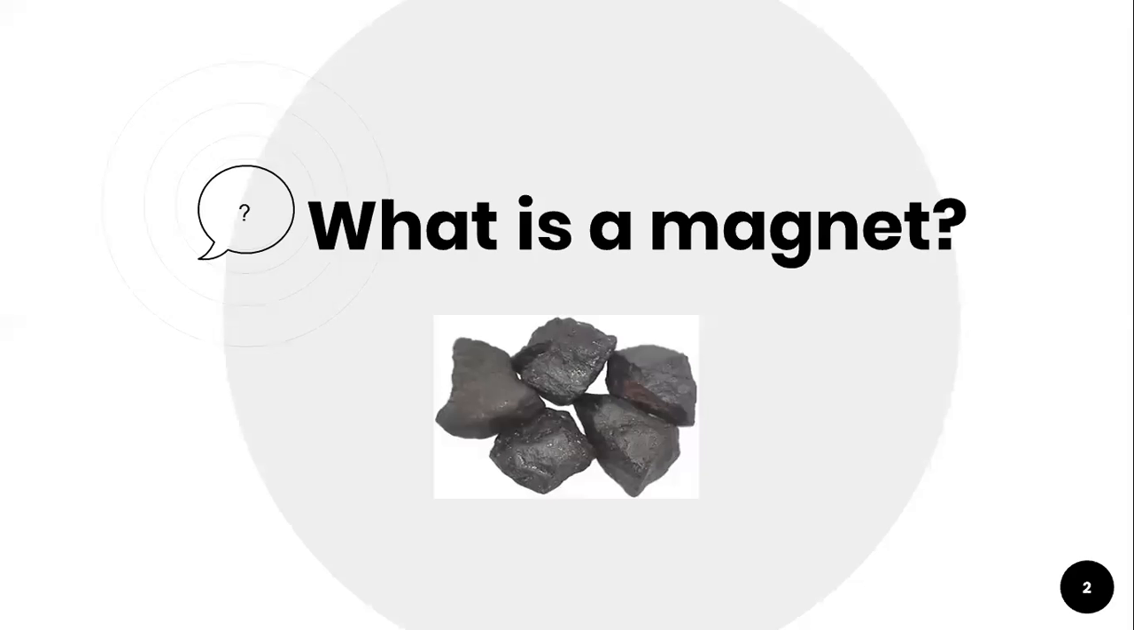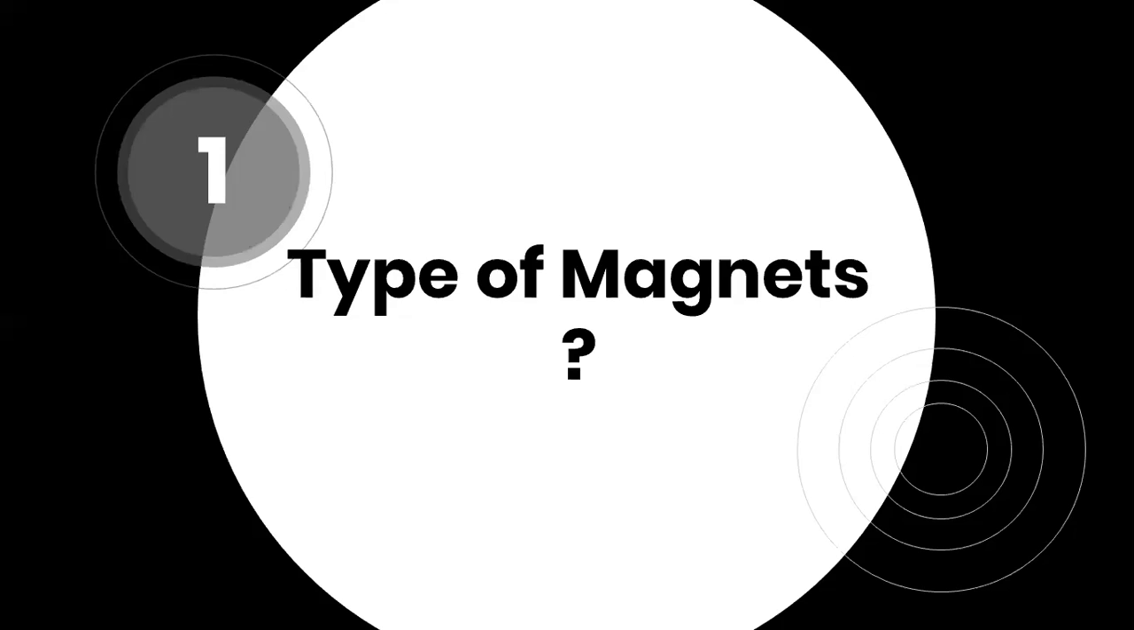Starting with the first one. What is a magnet? A magnet is any piece of material that can attract iron or steel. Types of magnets: natural and artificial ones. Natural magnets are those that experience a low magnetic power. Artificial ones experience a higher magnetic power.